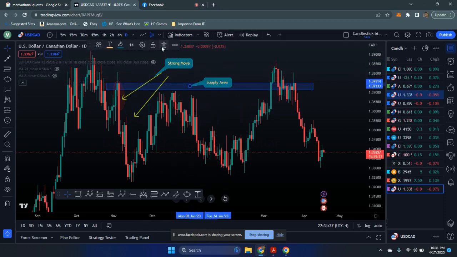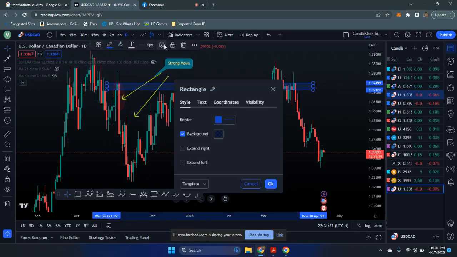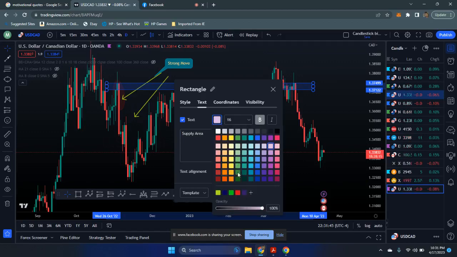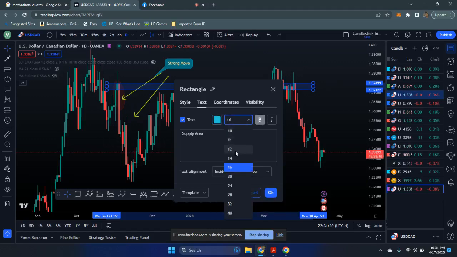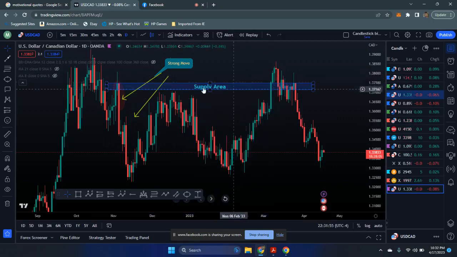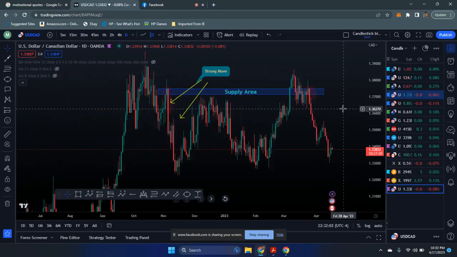Actually, let me delete this, and then I'm going to go to settings, text, and put this in the center. What color do we want to use? Let's make this a little bigger. Then we have that bearish engulfing here again, and then it sold down. I really like that area.